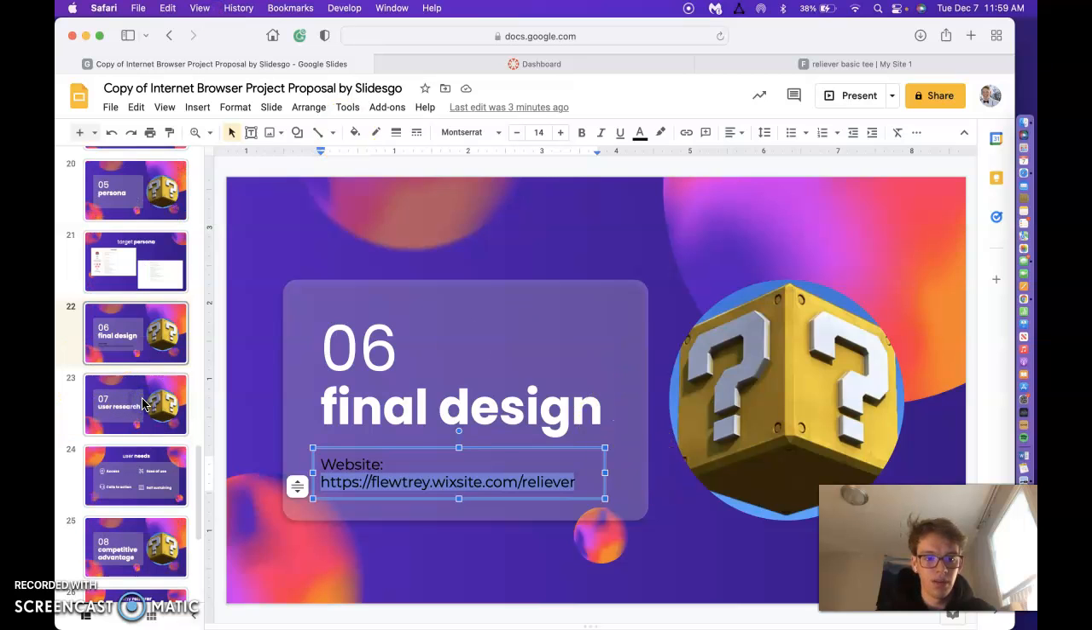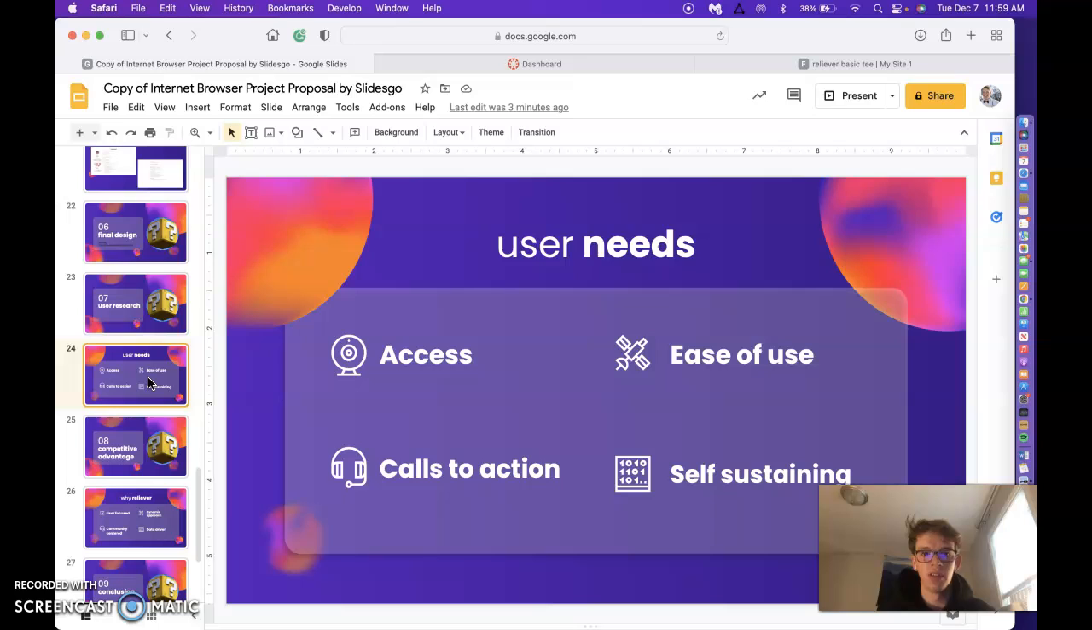Okay, final site. User research. Basically, the users needed more access, more ease of use, call to action, self-sustaining. So our call to actions are T-shirts, our call to actions are book now, our call to actions are forum. It's all user driven, it's all user based. Ease of use, very streamlined. You saw at the beginning.